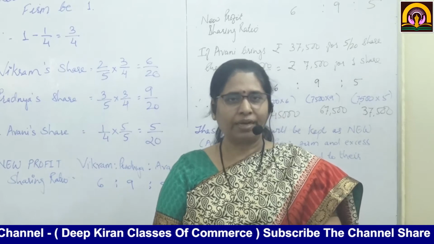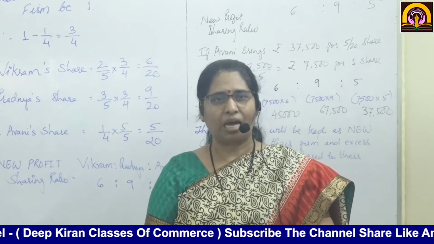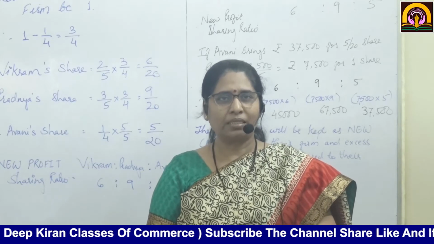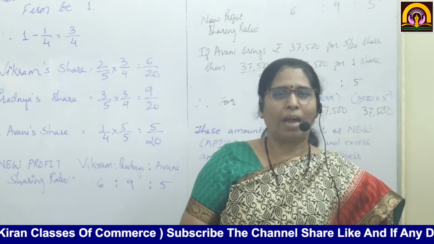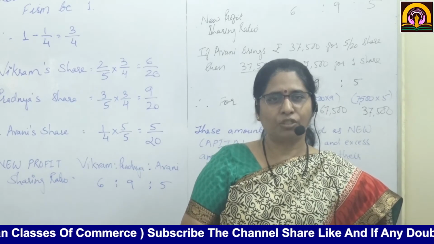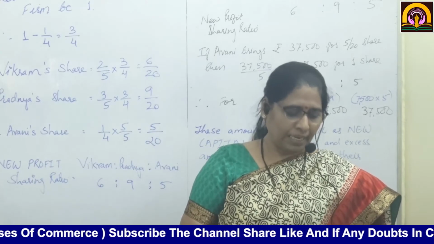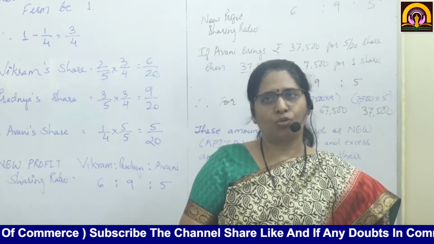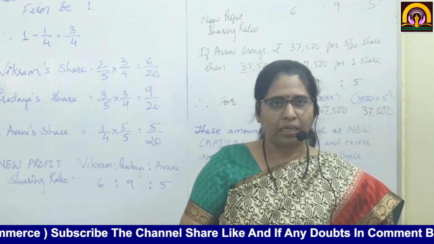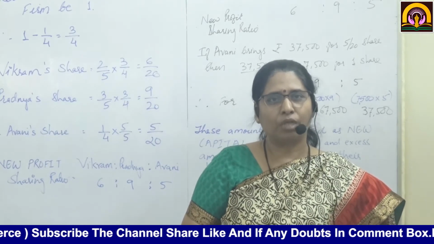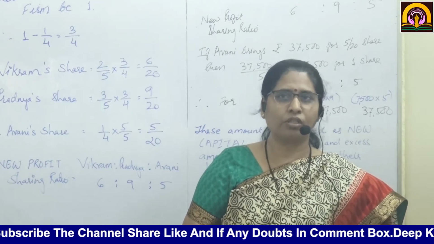Stock 75,000 and debtors 87,000. This is the balance sheet given to you. And the balance sheet date is 31st March 2018. On the very next day, they agreed to admit Avni as a partner on 1st April 2018 on the following terms. What was the first term?